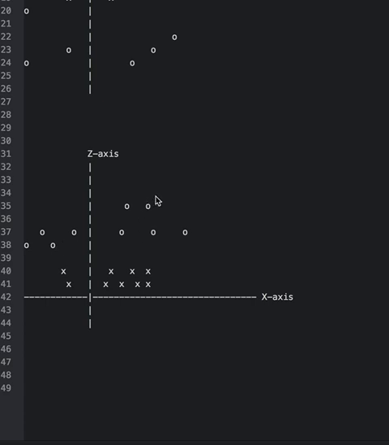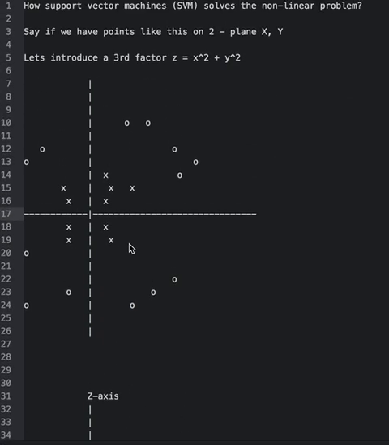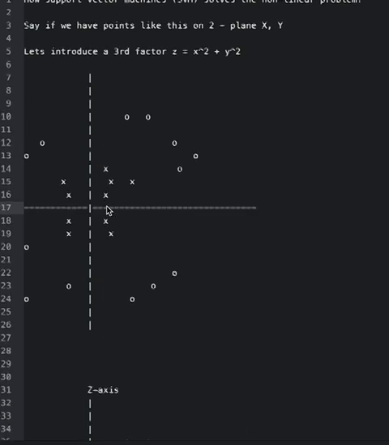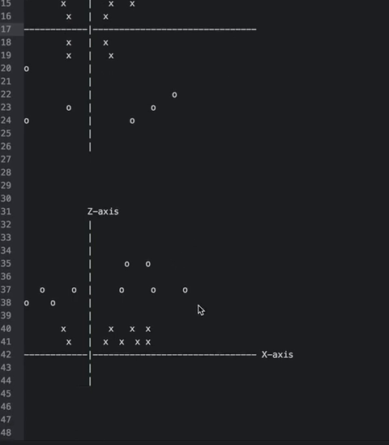Now we can actually draw a linearly separable line. For example, if I draw a line here that divides these x's and O's, now we can solve this problem in a linear fashion. This is called the kernel trick. So what do we mean by kernel trick? By adding this third factor, we can actually solve a problem that is not linearly separable like this problem. By adding this third factor z, x squared plus y squared, we are able to solve this problem in a linear fashion by drawing a line here.